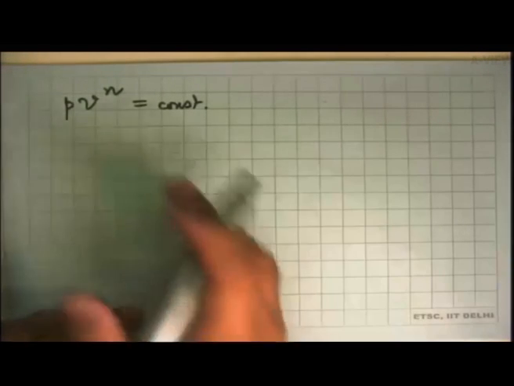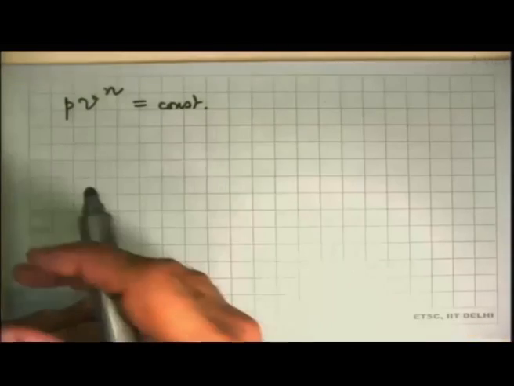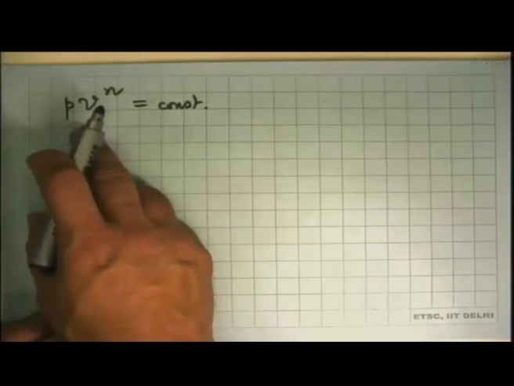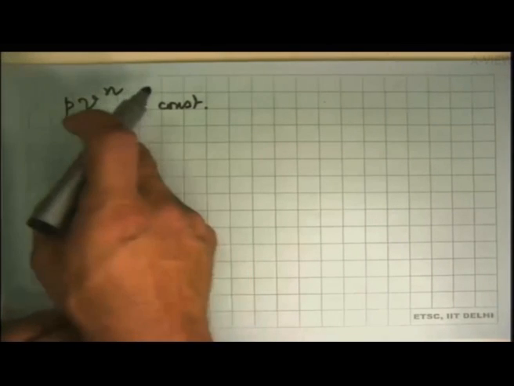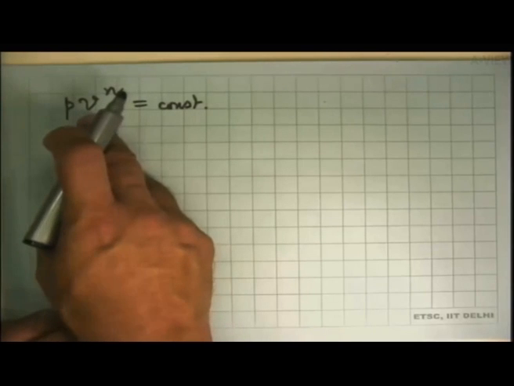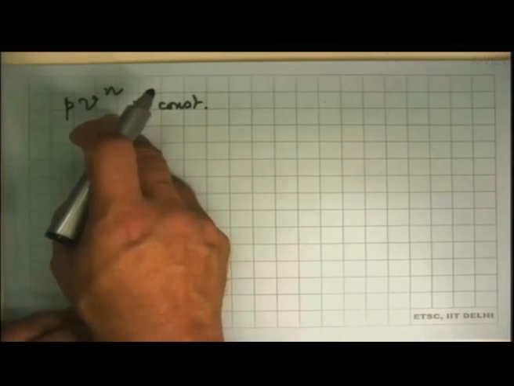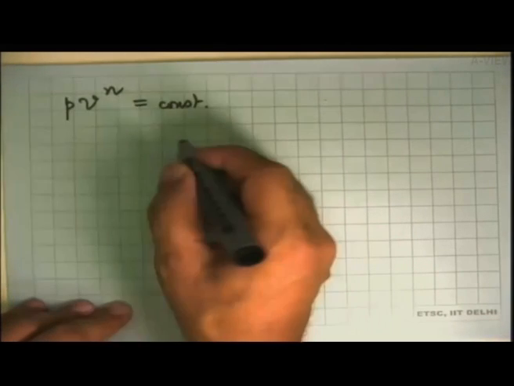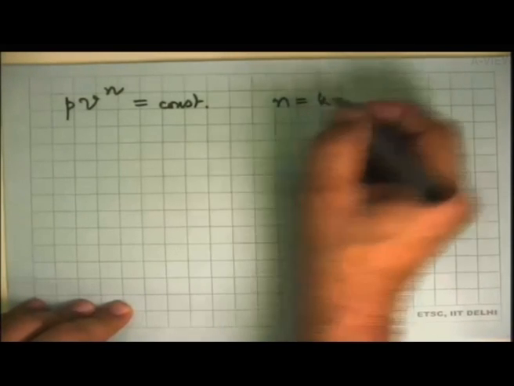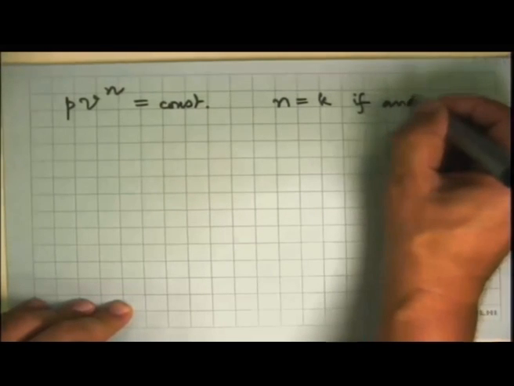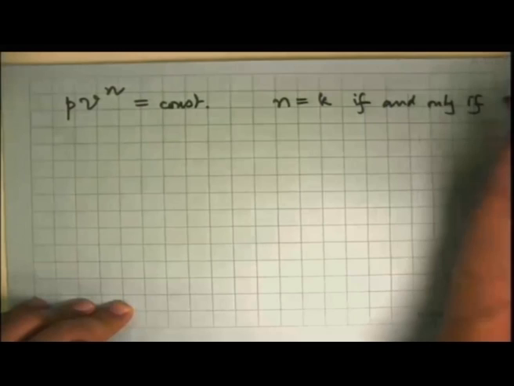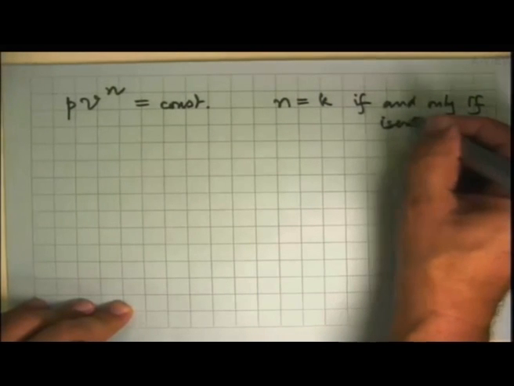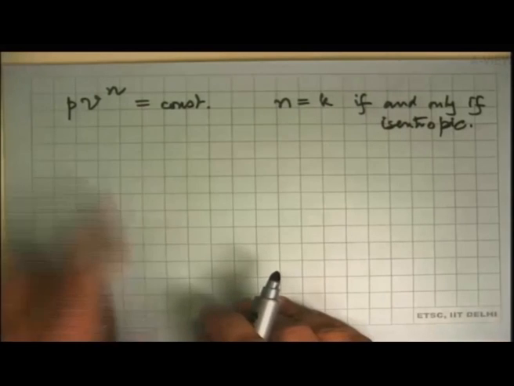This could be a closed system undergoing this process, or it could be a flow going through a passage or through a turbine or through a compressor. As long as we know that at any point during the process the states are known and those states follow this equation, then we are okay to use this equation. And when we do that, we can then do a lot of other calculations from here. But remember that N equal to K if and only if it is an isentropic process. Under no condition can we use that otherwise.